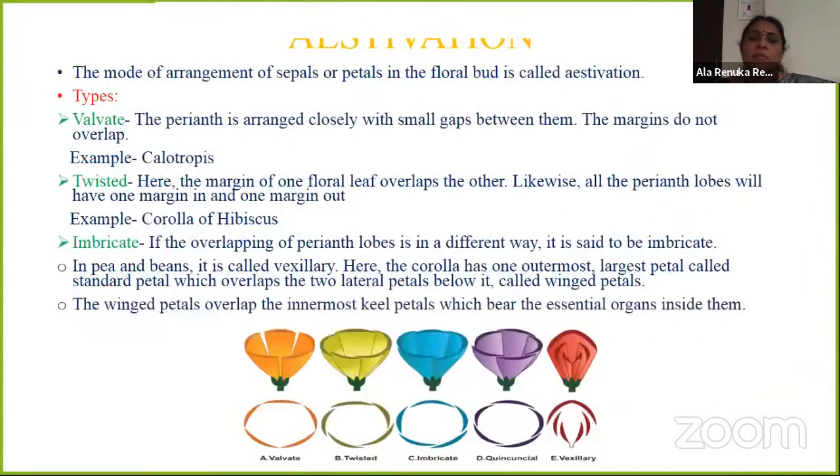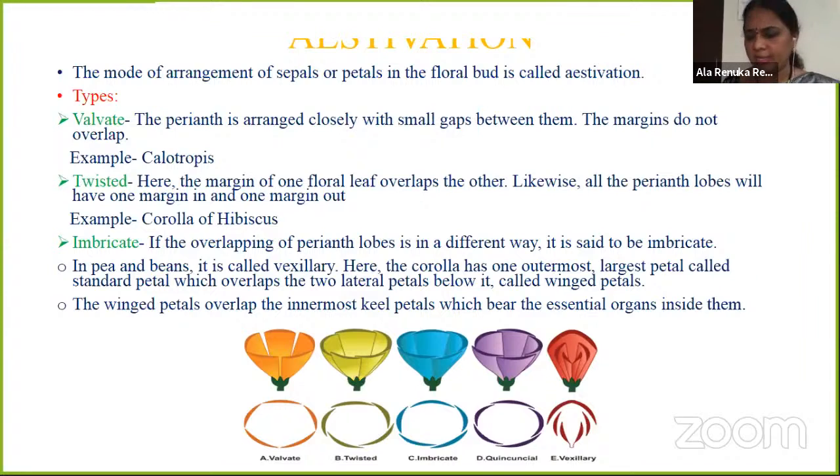And these sepals and petals get arranged in a particular way in the flower. This mode of arrangement of the sepals and petals in a flower is described as aestivation. Very important 4 marks question. The mode of arrangement of the sepals and petals in a floral bud is described as aestivation. There are different types of aestivation.